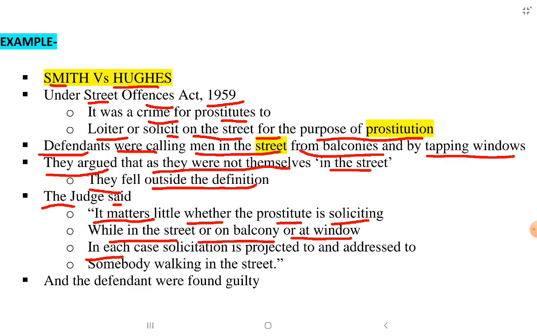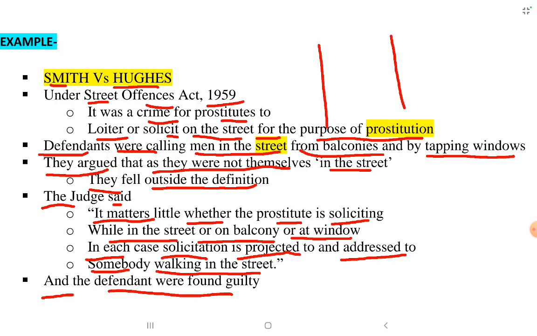In each case, solicitation is projected to and addressed to somebody walking in the street, and the defendants were found guilty. So what happened in this case was, under the Street Offences Act, it was a crime if someone solicits or calls somebody for the purpose of prostitution, anybody who is walking on the street.